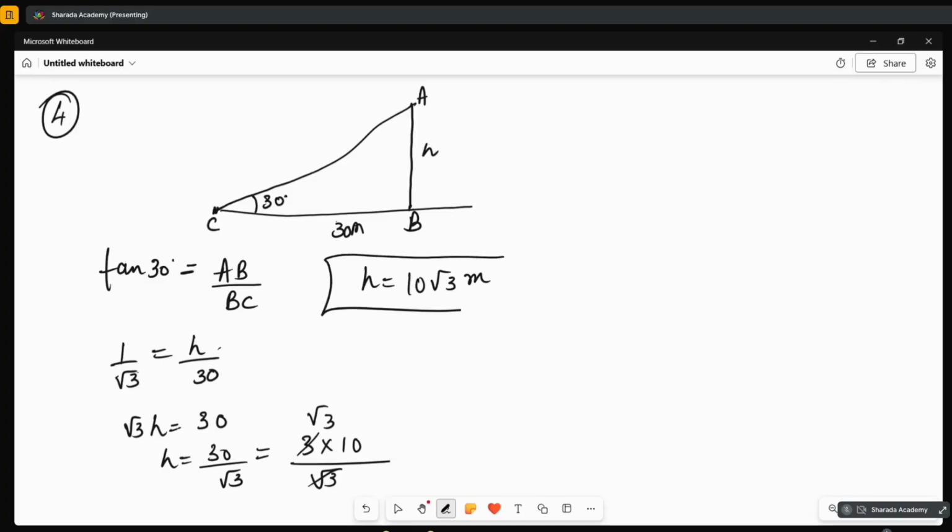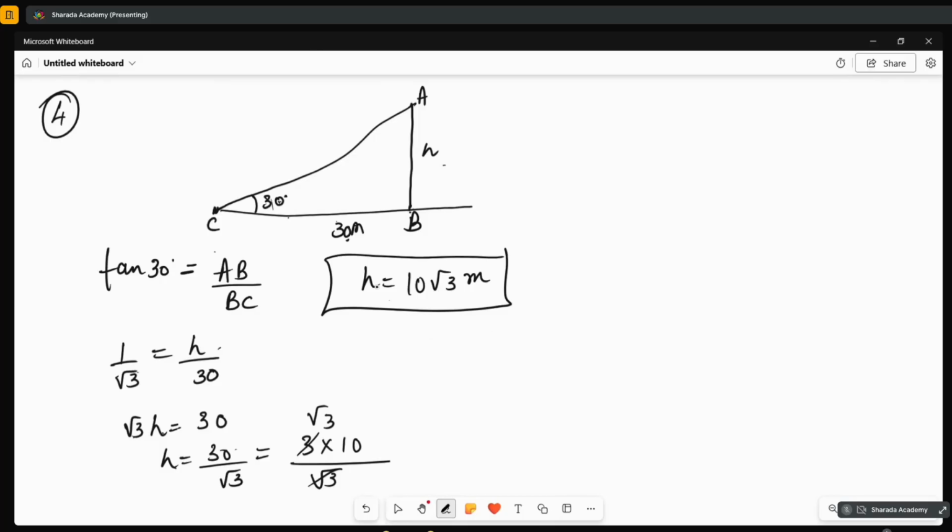Again, I'll explain. If anyone has a doubt, listen here. The tower is at 90 degrees with the ground. From one point on the ground, which is 30 meters away from the foot of the tower, the line makes an angle of 30 degrees. So what is the height of the tower? Tan 30 is AB by BC, that is H by 30. Cross multiply: 30 is equal to root 3 into H, or H is 30 by root 3. That is H is equal to 10 root 3 meters.